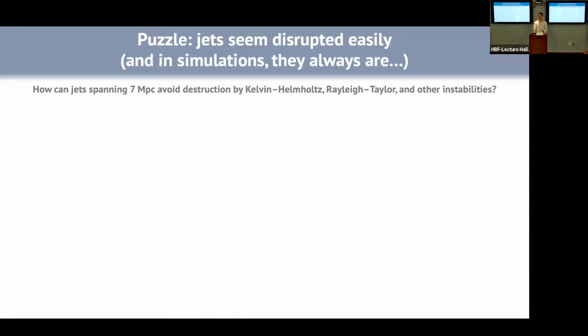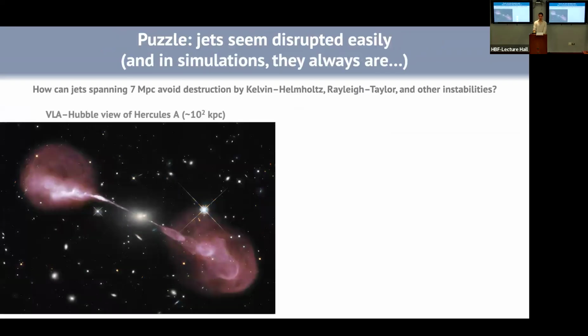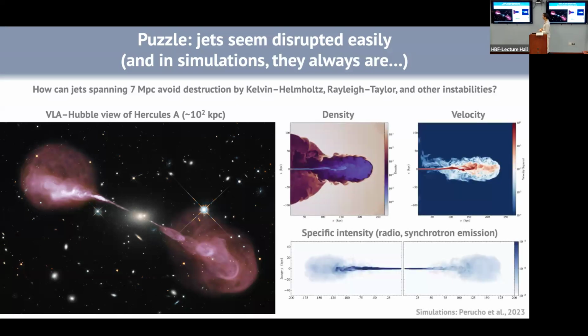One of the puzzles with this observation is that in simulations, it is very hard to have a jet remain stable over a long amount of time. So jets suffer from instabilities. Those are Kelvin-Helmholtz instabilities, when two fluids move along each other, or the Rayleigh-Taylor instability, when a low density fluid tries to go through a higher density one. And so simulations struggle with this.